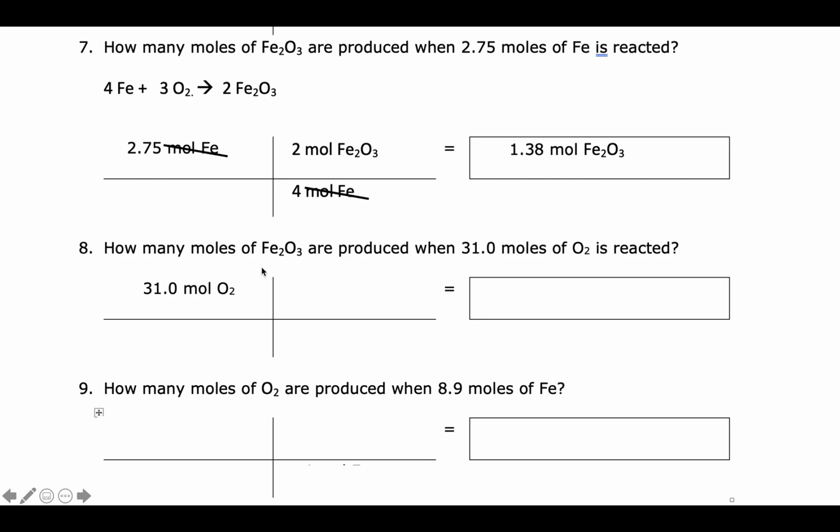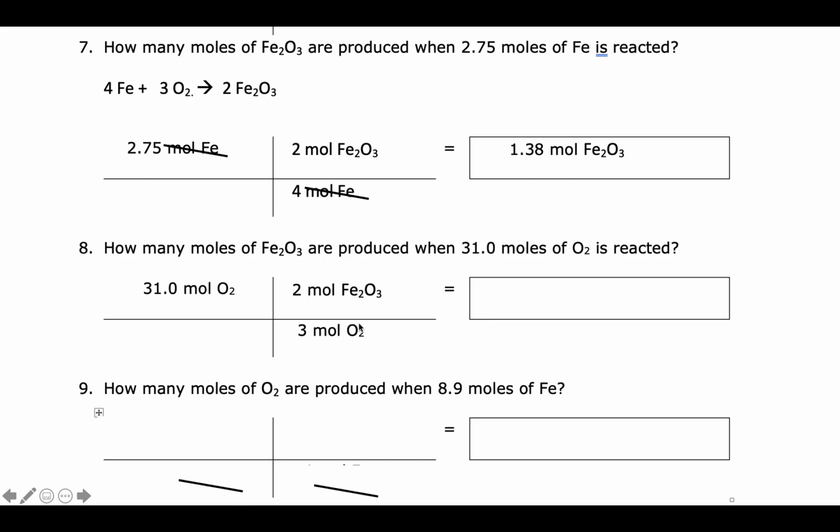Okay. How many moles of the ferric oxide are produced when 31.0 moles of oxygen is reacted? Right. So we put the oxygen there first. Now we look at the equation. We want the relationship between the ferric oxide and the oxygen. That's what we're going to put here. We need it in a way that the oxygens are going to cancel out. That is, one on the bottom, one on the top. So that's the oxygen you're going to put down here. It's 3 moles of oxygen and then 2 moles of the ferric oxide. Right? So that's the way we're going to put that there.